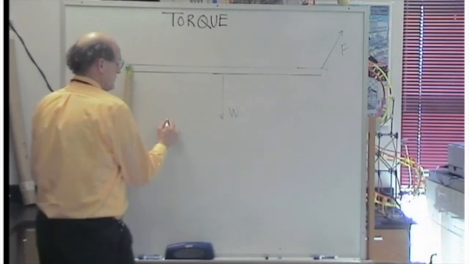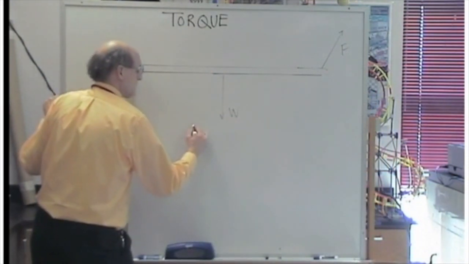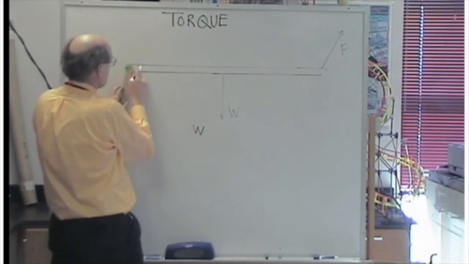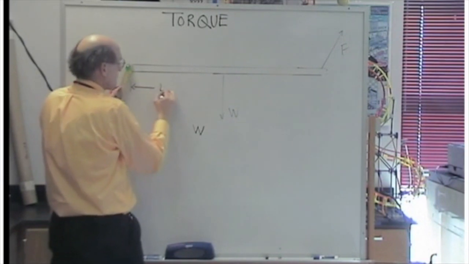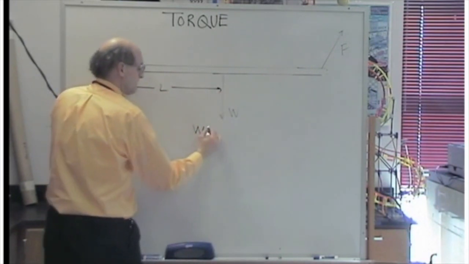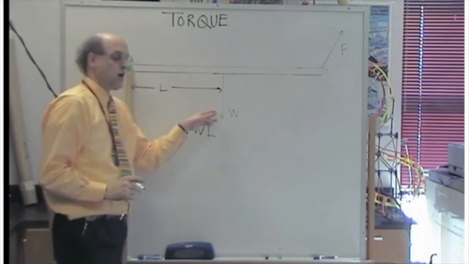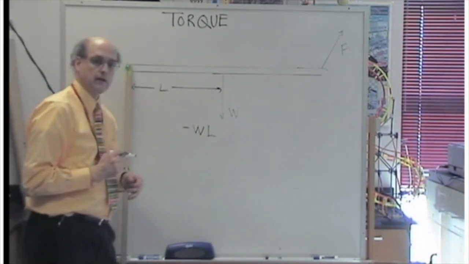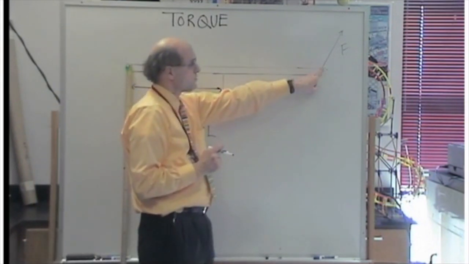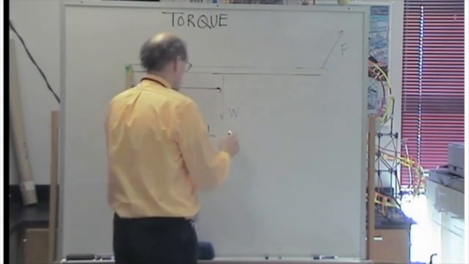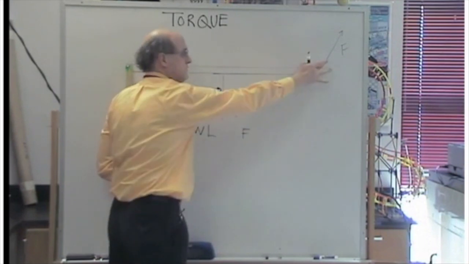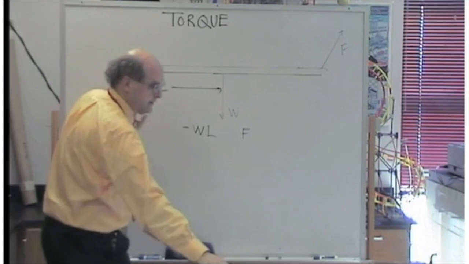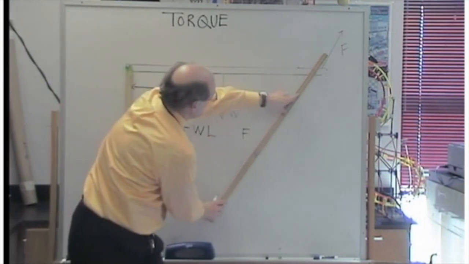To find the torque, we would have to take the weight of the meter stick multiplied by the lever arm, L, and note that this causes a clockwise torque, so it's negative. And then we would need to add it to the torque caused by this force here. So we take the magnitude of that force, F, and then multiply that by its lever arm.